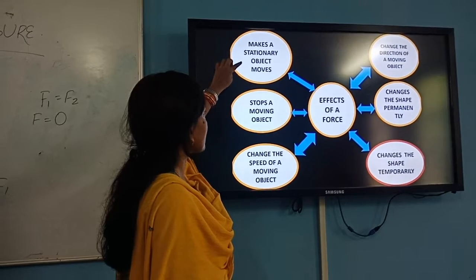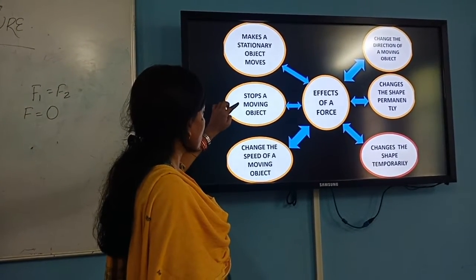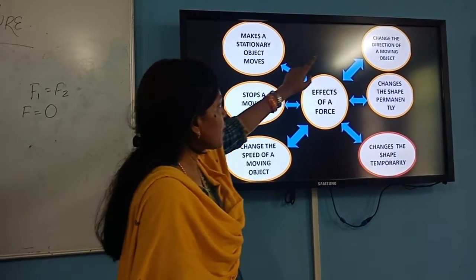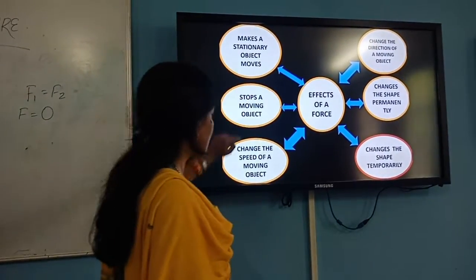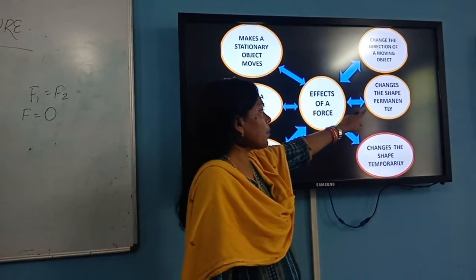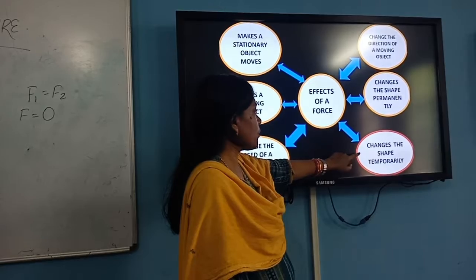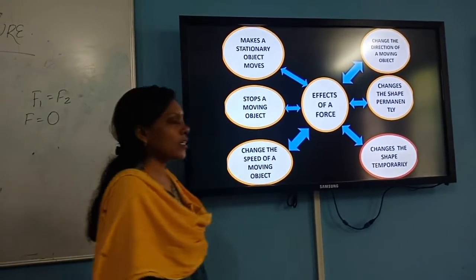So force makes a stationary object move, it stops a moving object, it changes the direction of a moving object, it changes the speed of a moving object, it changes the shape of an object permanently, and it changes the shape of an object temporarily. So these are the effects of force.